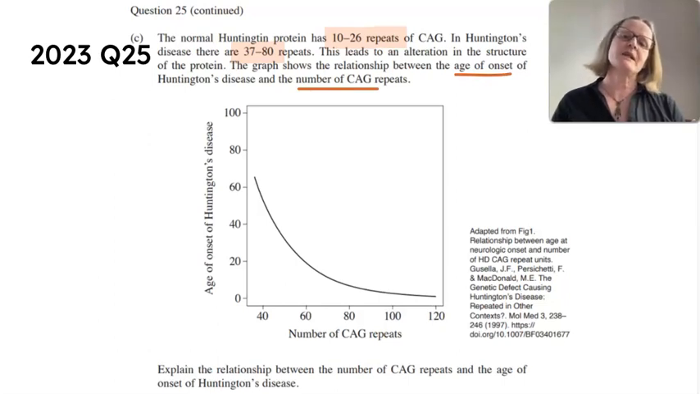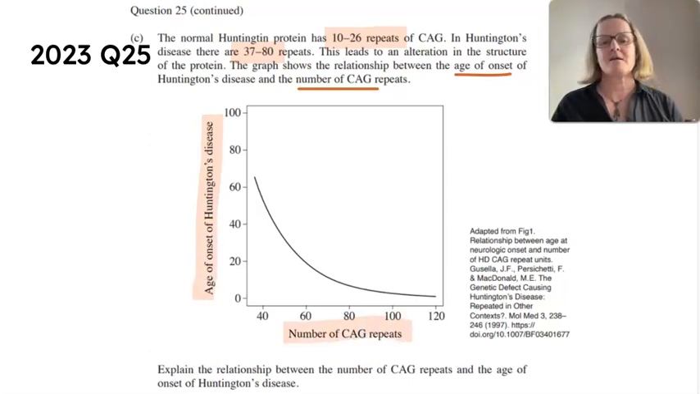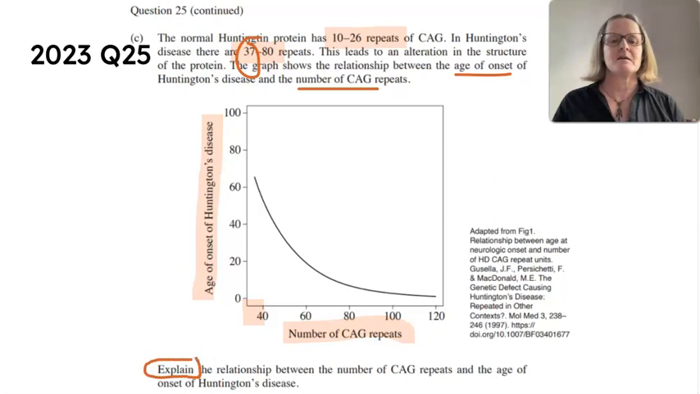So remember to read everything in front of you. We've got the age of onset here. We have the number of repeats here. It only starts at 37 because we saw that 37 was the beginning of the diseased number of repeats. And it asks you to explain the relationship. Explain. Not just state, explain. So I don't want a description of the graph, I want an explain.